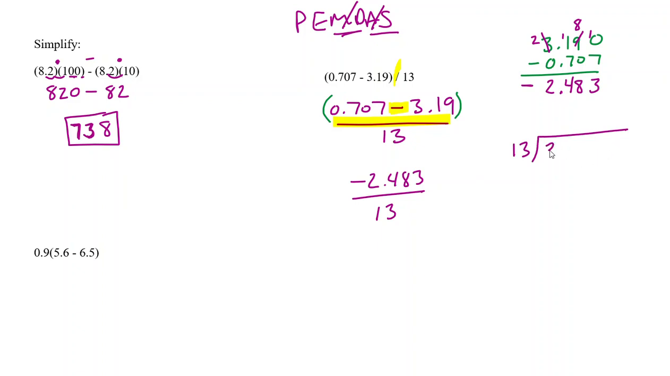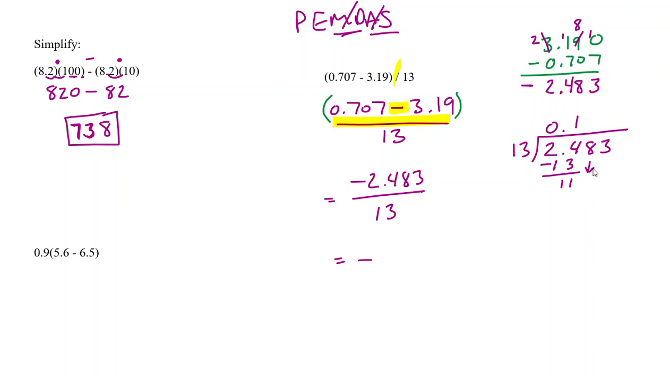Now, I'm not going to write the negative sign in here, 2.483. In the spot where I'm going to put the answer, I'm just going to say negative, so that I know that this is a negative answer, but I'm not going to write that down here. Okay, so 13 goes into 2, 0 times. 13 goes into 24. Well, let's see, 2 times would be 26, so no, it's just 1 time. Subtract 13 from 24, we get 11.